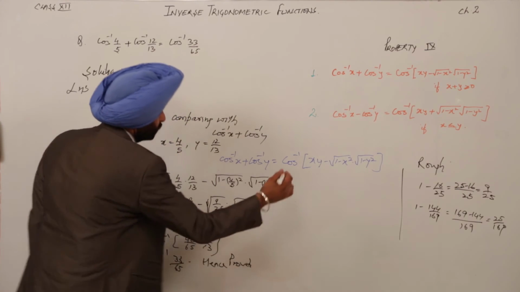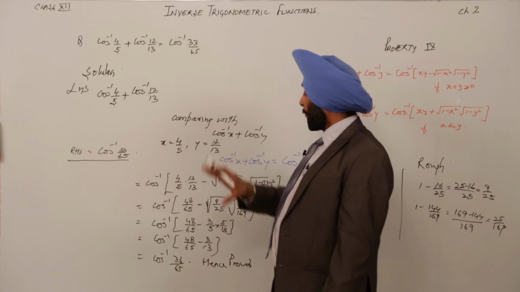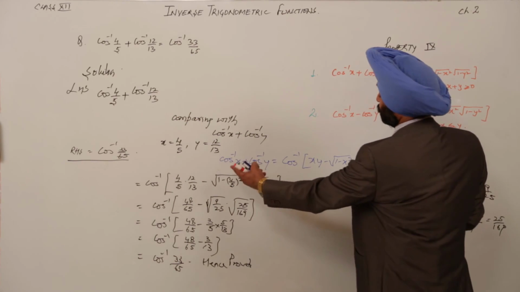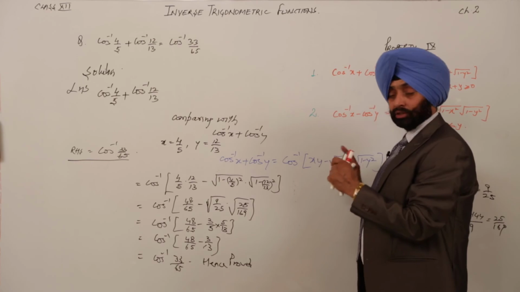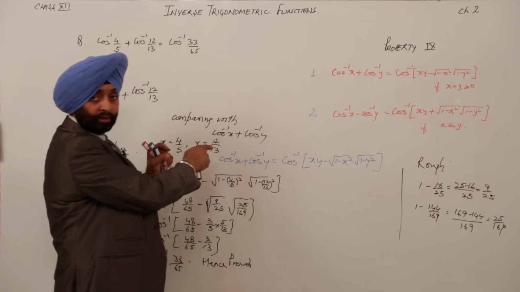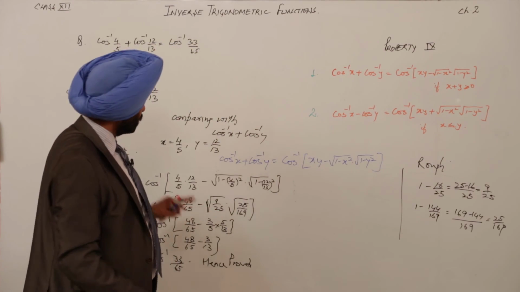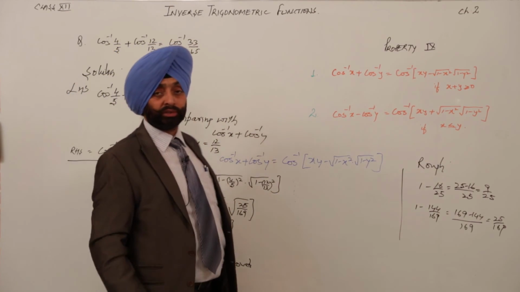Hence proved. What have we proved? Left hand side is equal to right hand side for this whole question. So what I have done here: number one, I have shown the property and highlighted it. Second, I have compared this part. And third, I am showing rough work on the same sheet. So nicely you can attempt this question like this.